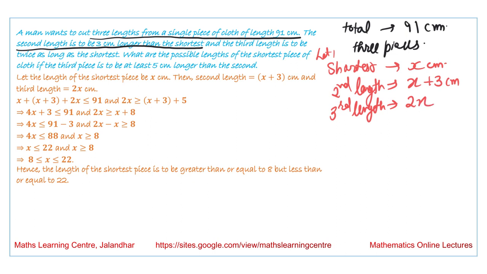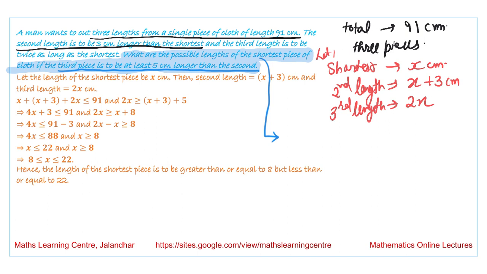The next condition given to us is: what are the possible lengths of the shortest piece of cloth if the third piece is to be at least 5 centimeter longer than the second. So if we talk about this condition, the third piece is to be 5 centimeter longer than the second.